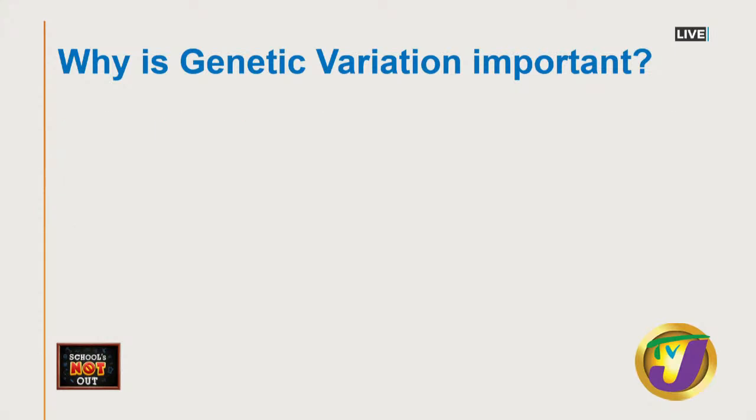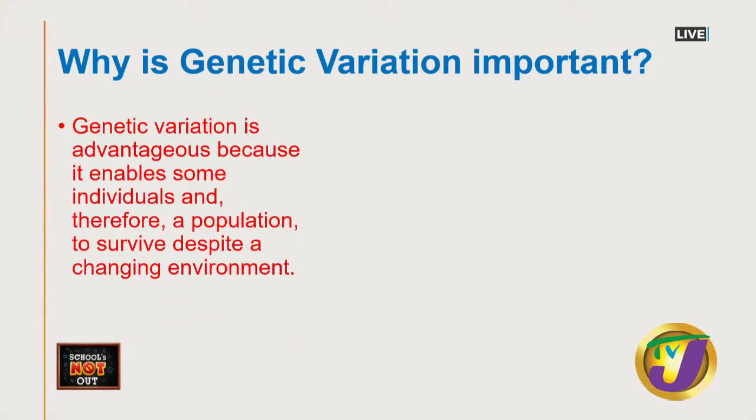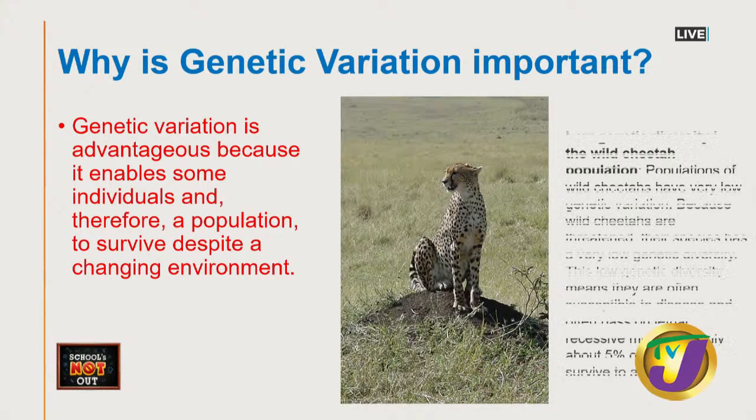Now, within our local context, say for example, when you had plants that are affected by a particular pest, if it's a case where we have variations, then it means that not all the plants might be affected by that same pest in our agricultural sector. Now, genetic variation is also advantageous because it enables some individuals and therefore a population to survive despite changes in the environment. So let's look at a common example.